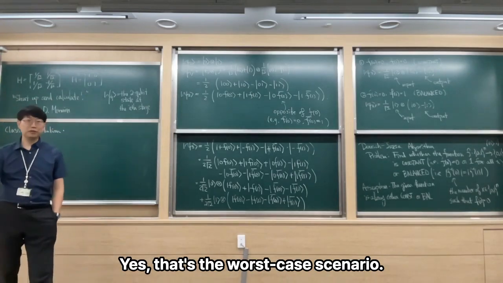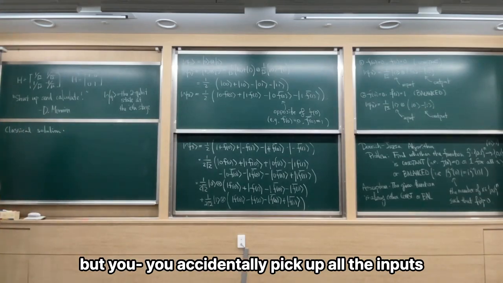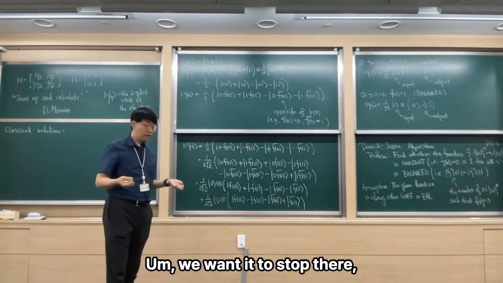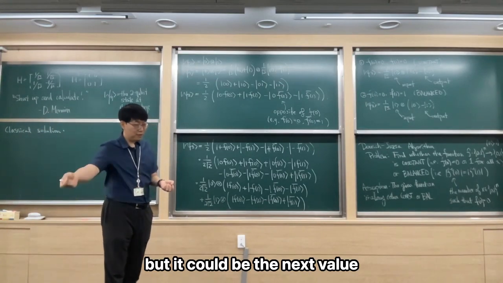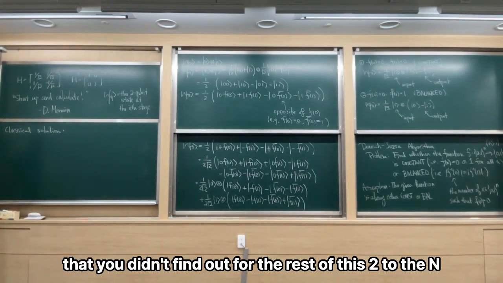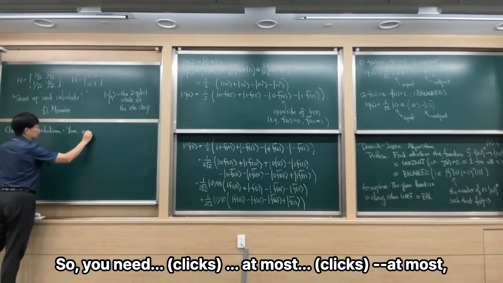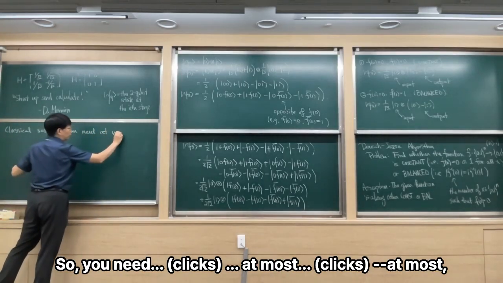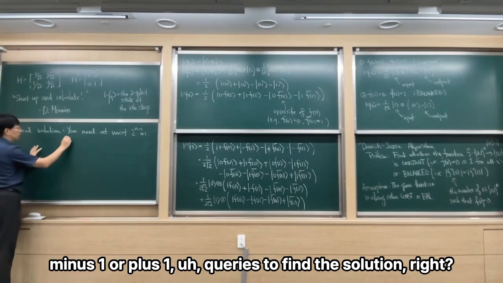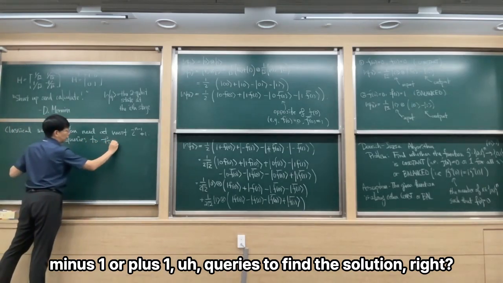Yes, that's the worst case scenario. I mean, it has a low chance, but you might accidentally pick up all the inputs that have the same value. You want to stop there, but the next value you ask could be another value that you didn't find out for the rest of this 2 to the n minus 1, right? So you need at most 2 to the n minus 1 plus 1 queries to find the solution.